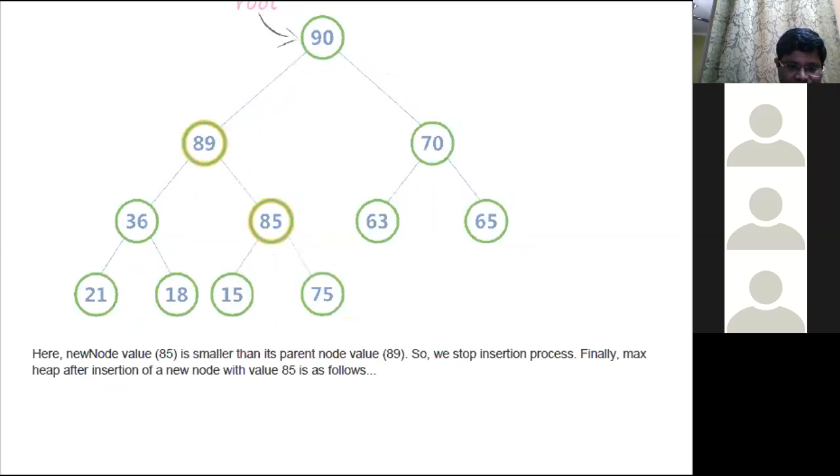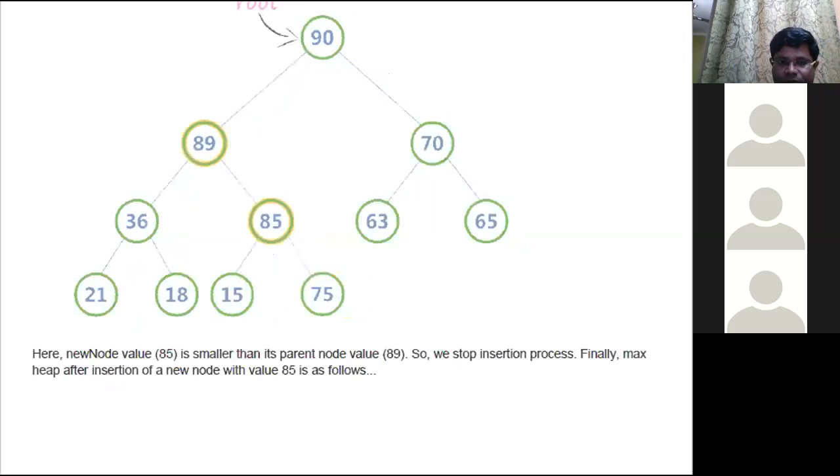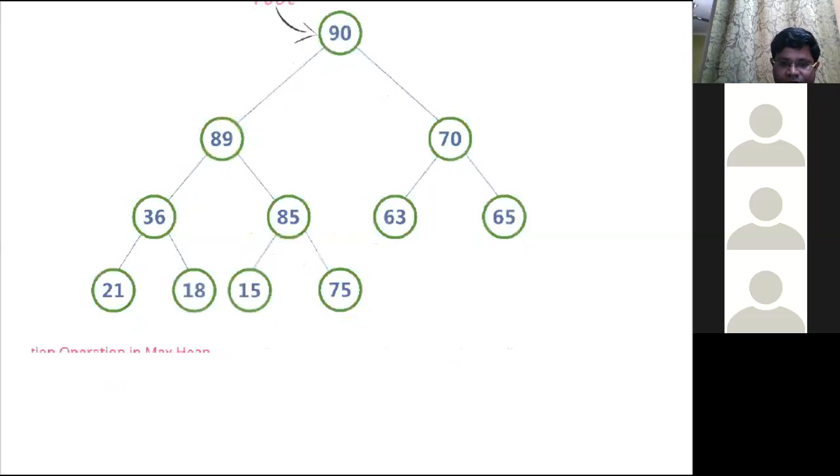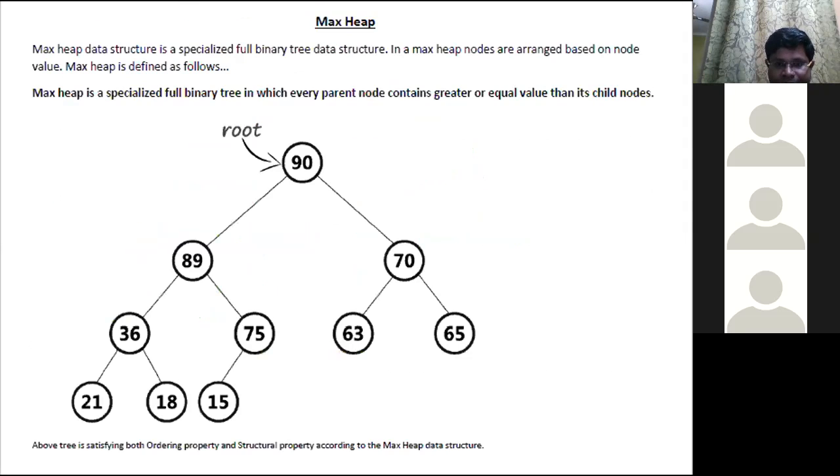Finally, the max heap after insertion of the new node with 85 is as follows. It means the max heap is this after inserting the value 85. After inserting the value, we have to keep on checking to satisfy the property of max heap. And if the max heap property is satisfied, then we can say that yes, the max heap is completely justified. And if it is a max heap, then it should hold the property of a binary tree. So this is the topic that I have discussed today.